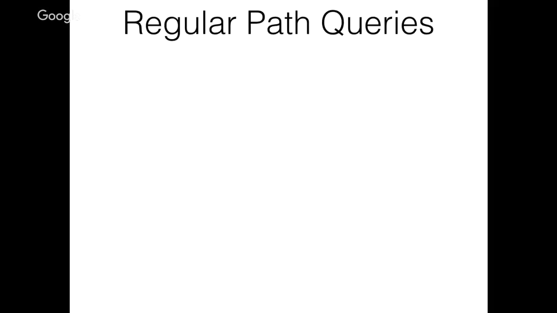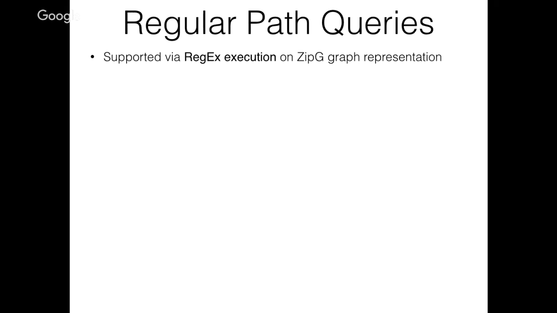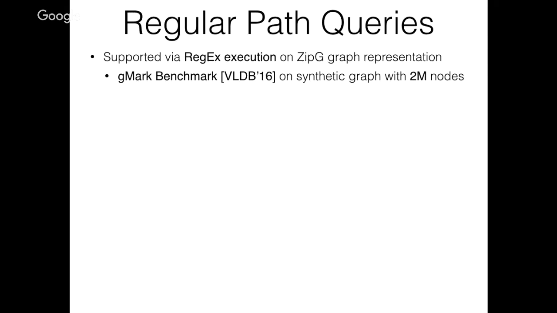Next, I'm going to look at the performance for a much more complex set of queries called regular path queries. Without going into too much detail, at a high level, these regular path queries execute regular expression searches on edge labels of the graph to identify certain graph substructures. Now, we use the GMARC benchmark to generate both the data set as well as the workload for these queries.